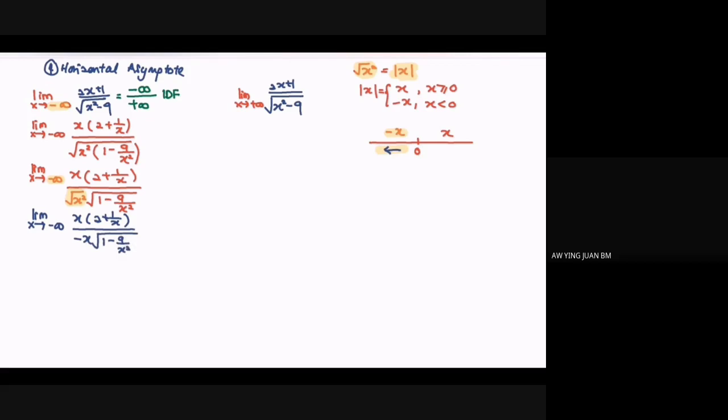So kindly simplify the situation, and we will have limit when x approaching negative infinity, negative bracket 2 plus 1 over x over square root of 1 minus 9 over x squared. Why do we obtain negative? Because when we simplify the x, we will have negative 1. So now kindly substitute the value, negative infinity. So do remember the key: 1 over infinity will be equal to 0. So this one will be 0. Same goes to this one, we will have 0. So as a conclusion, we will have negative 2.